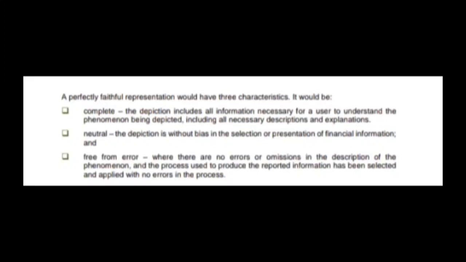Free from error. Where there are no errors or omissions in the description of the phenomenon, and the process used to produce the reported information has been selected and applied with no errors in the process. So, along with completeness and being neutral, the financial information should also be free from errors so that it must not be accounted for as fraudulent, and it must be useful for the users to take any decision. So this is what faithful representation is all about.